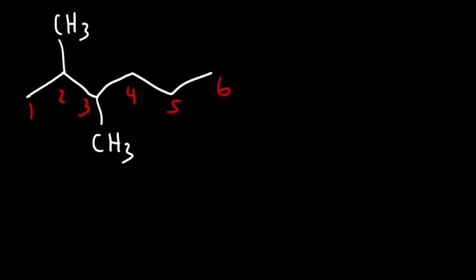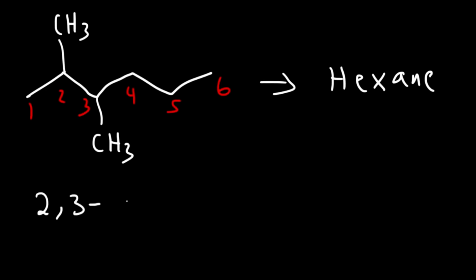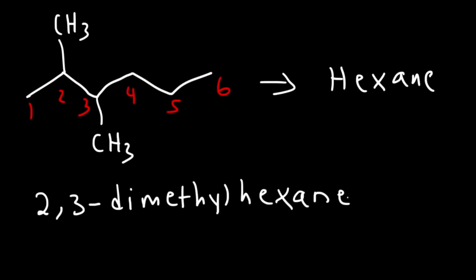So how can we name it in this case? The parent chain is hexane because it has 6 carbons, and there's 2 methyl groups, so how can we write this? You need to write 2,3-dimethyl. Di is for 2, tri is for 3, tetra is for 4, so it's dimethylhexane. If you have multiple substituents, then you need to use a comma to separate the numbers.